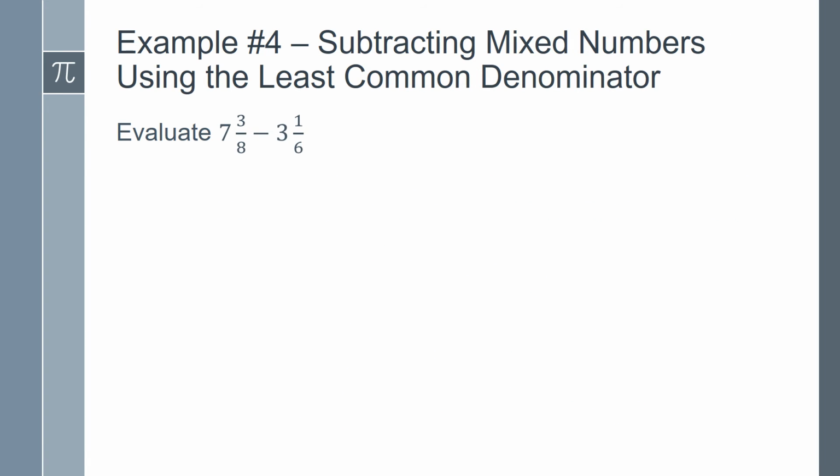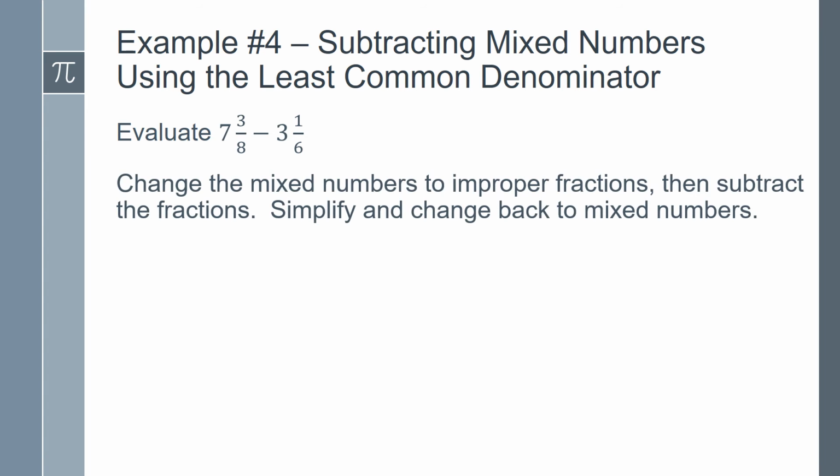Now let's take a look at another example with mixed numbers, this time involving subtraction. We will need to evaluate 7 3/8 minus 3 1/6. We'll use the same method as before. Change the mixed numbers to improper fractions. This time we will subtract the fractions, and then we can simplify and change back to mixed numbers.